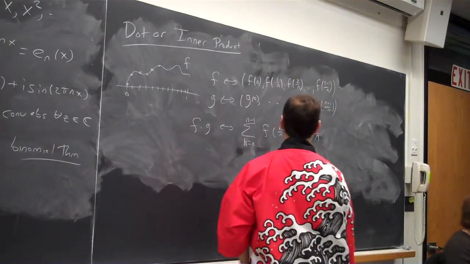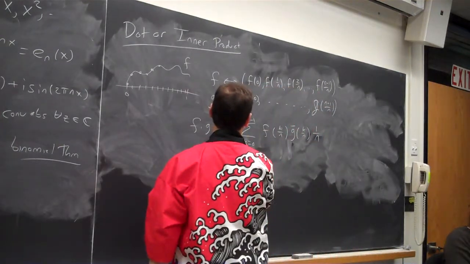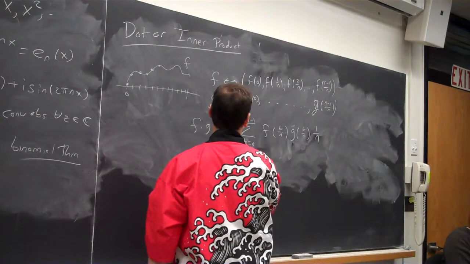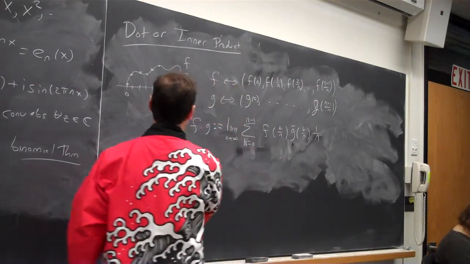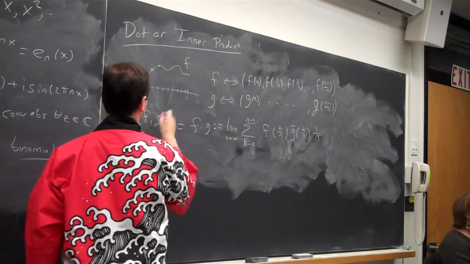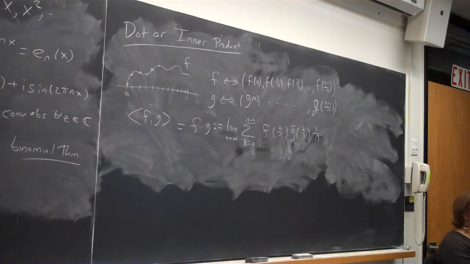And so we define the inner product like this, and then what we'll do is we take the limit as n goes to infinity. And other notation for this is the angular brackets. And the physicists, you know, should like this notation. Right? It's very close to the bracket notation.